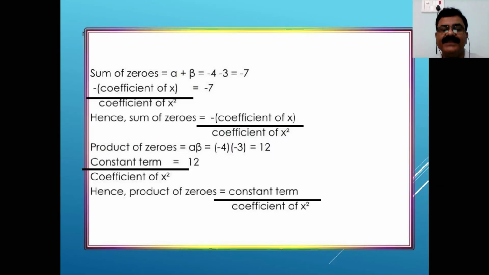You can see the relationship of the coefficients. The sum of zeros, alpha plus beta, is -4 plus -3, which is -7. It can be written as minus the coefficient of x divided by the coefficient of x², that is -7/1. Hence the sum of zeros is verified. The product of zeros, alpha times beta, is -4 times -3, which is 12. This can be written as the constant term divided by the coefficient of x². Hence the product of zeros is also verified.